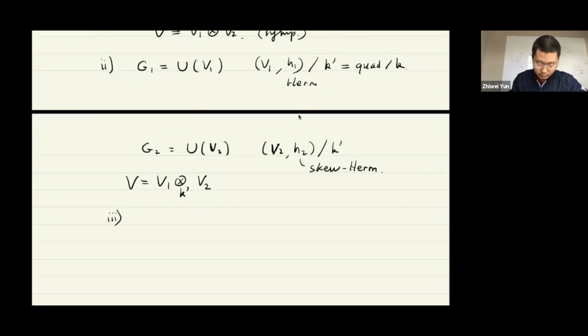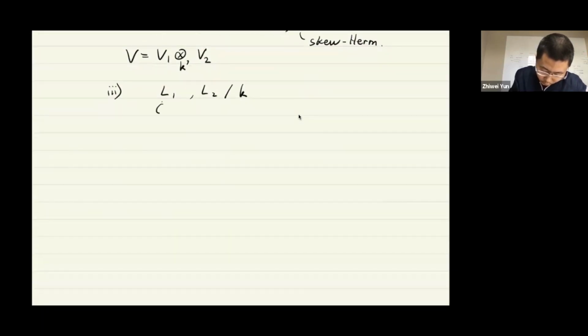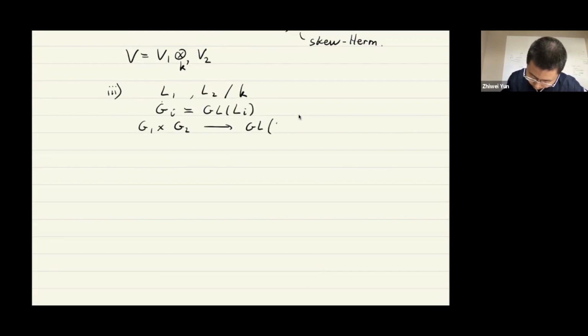And the third example is a split case of the second. We just take two vector spaces over K and let G1, G2 be GL of these vector spaces. So G1 times G2 maps to GL of L1 times L2. And this is viewed as a subgroup of the symplectic group.